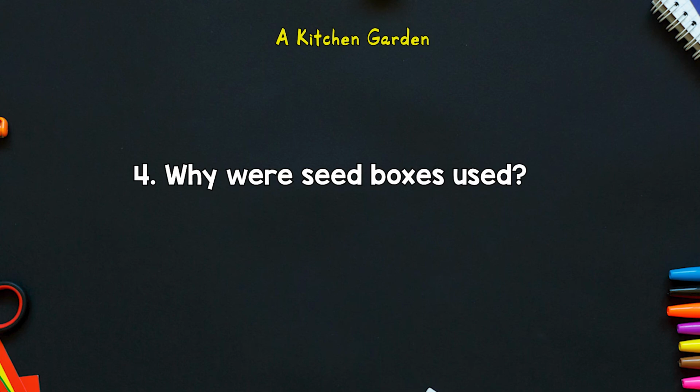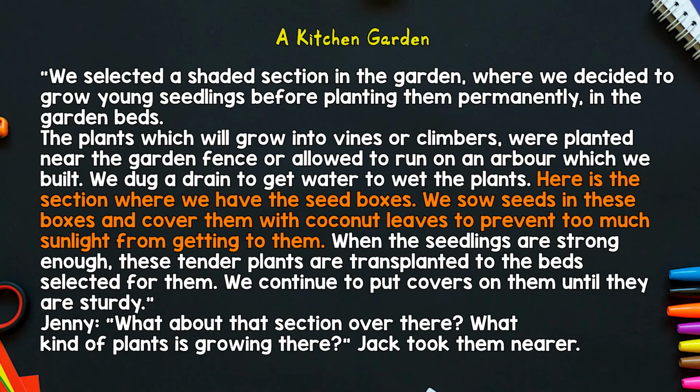Again, you go back to the passage and you try to find the section that spoke about the seed boxes. If you look at the second part of the story, you will see where he said, in this section, we have seed boxes, where we sow seeds in these boxes and cover them with coconut leaves to prevent too much sunlight from getting to them. So the question asks, why were seed boxes used? They were used to grow the seeds and to prevent too much sunlight from getting to them.